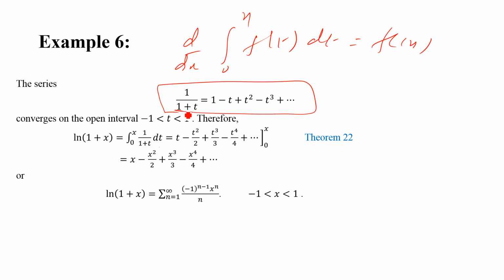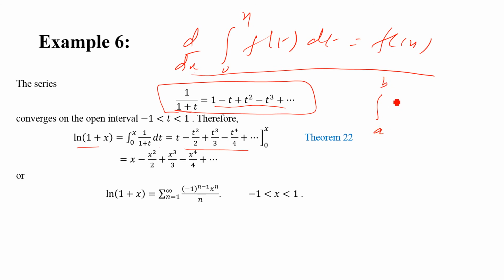In this way, we can find the function whose derivative is this series. That function is called the integral of this series. So the integral from 0 to x of 1 over 1 plus t, we integrate the right side term by term, and we have this result. We plug in the limits, and the left side becomes log of 1 plus x by the fundamental theorem of calculus, as I wrote here.